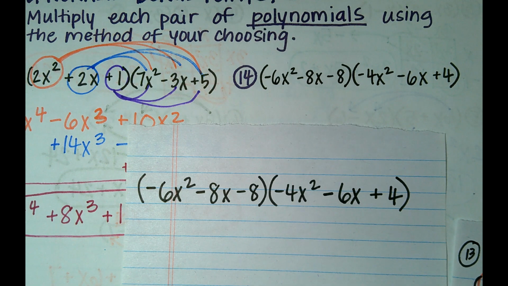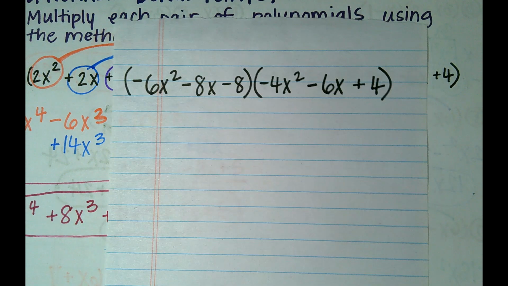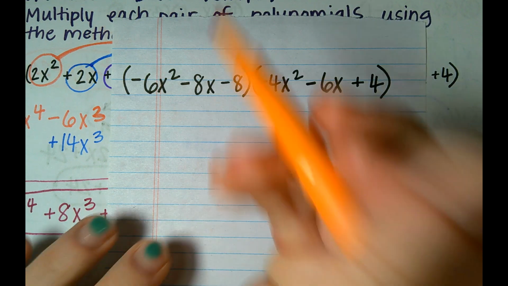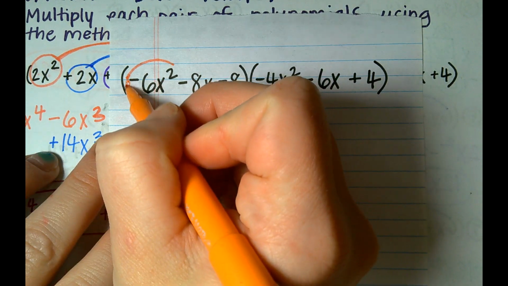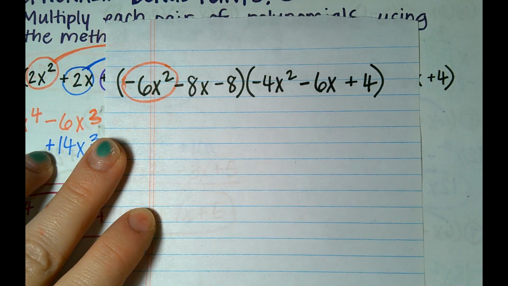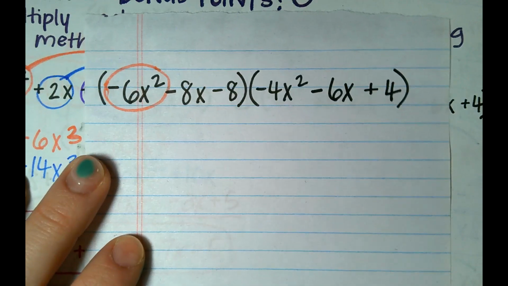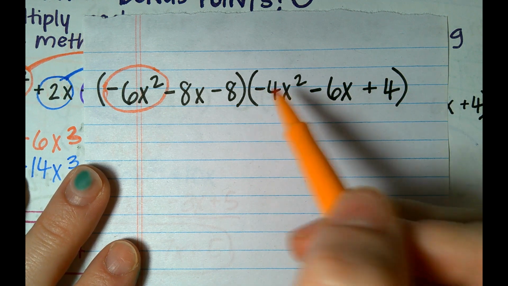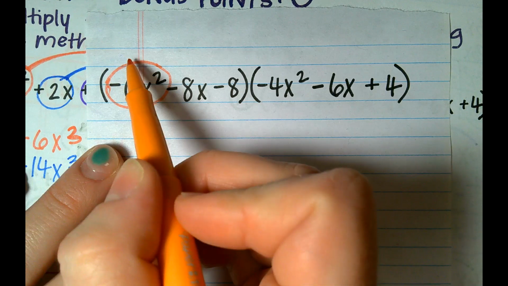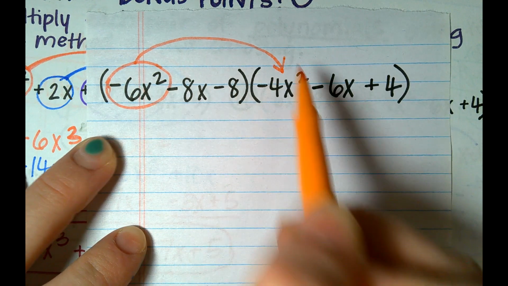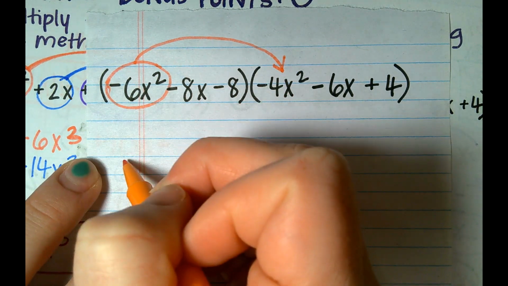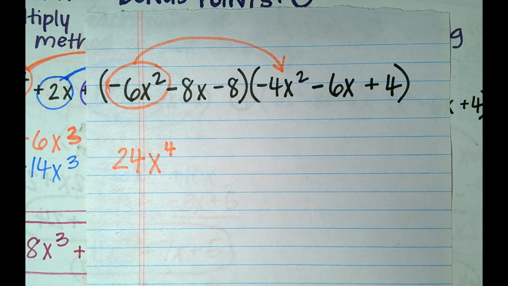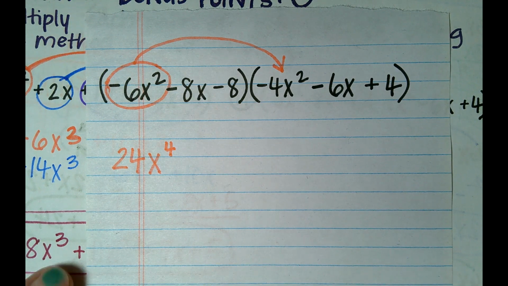All right, we'll go ahead and look at number 14 then. So we are starting, just like we did on the last problem, with our first term here, negative 6x squared. And I want to multiply that to each of the terms in this polynomial, because there's more than 2 terms. So first, yes, negative 6 times negative 4 is 24, x squared, x to the fourth. Okay, what do I multiply next?